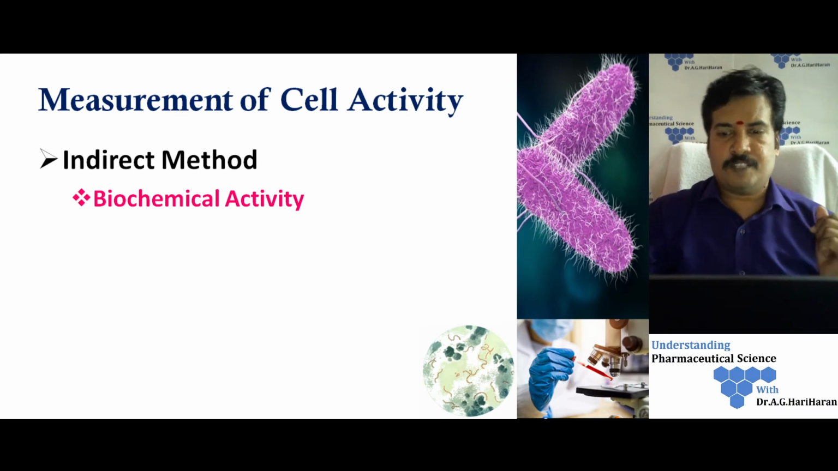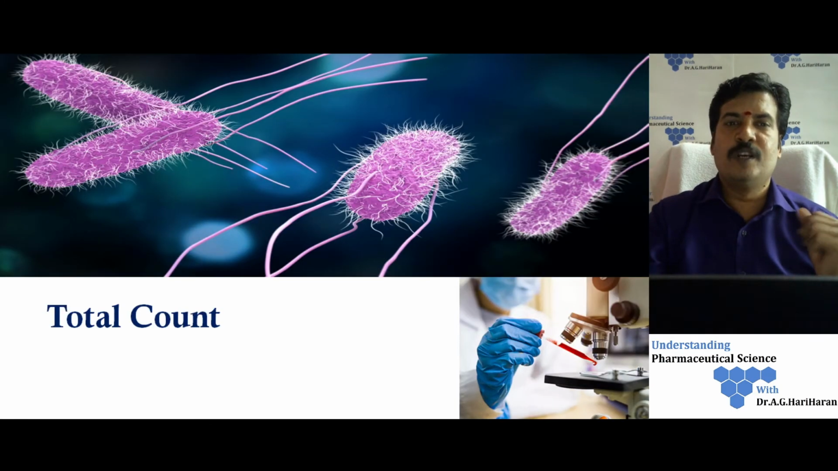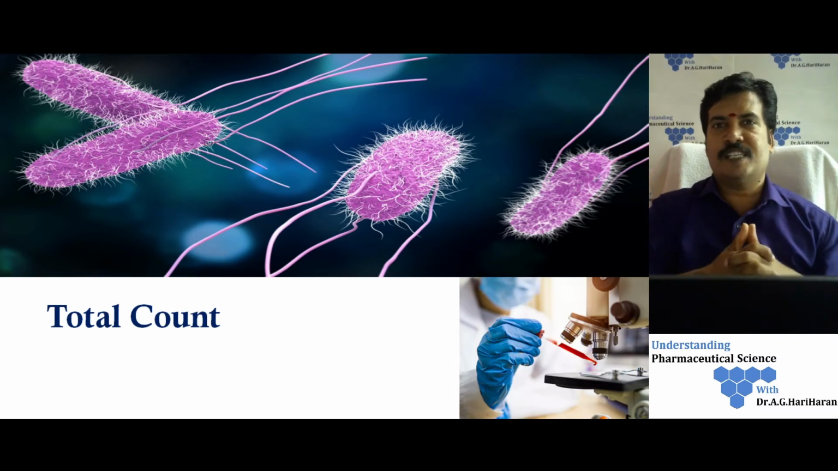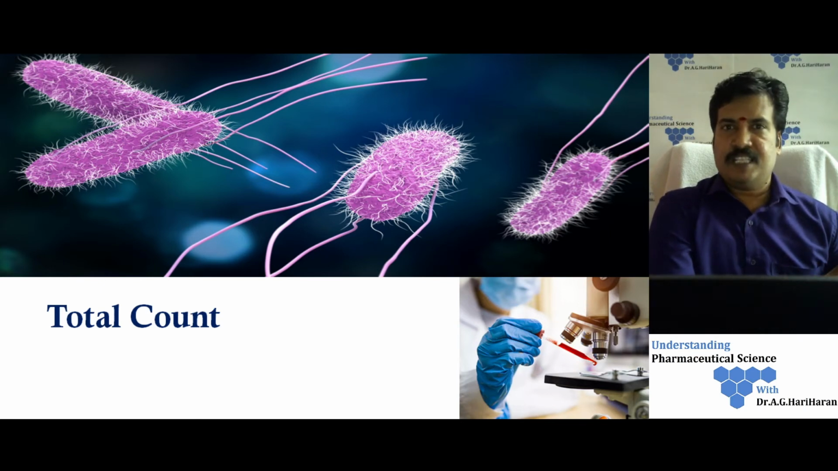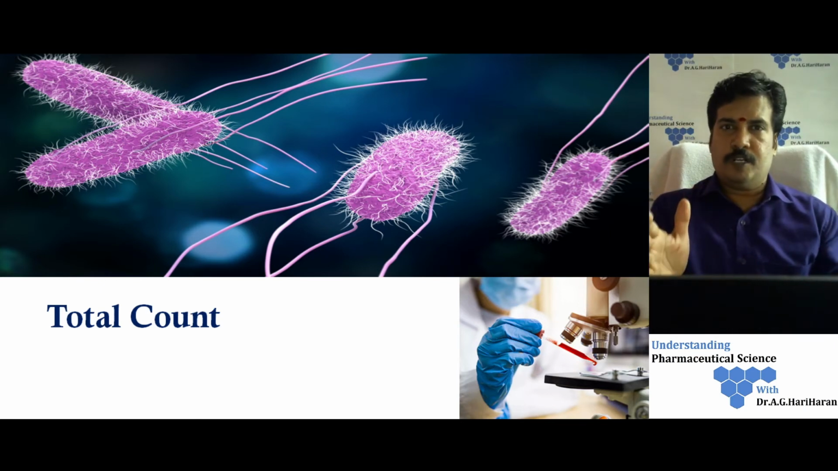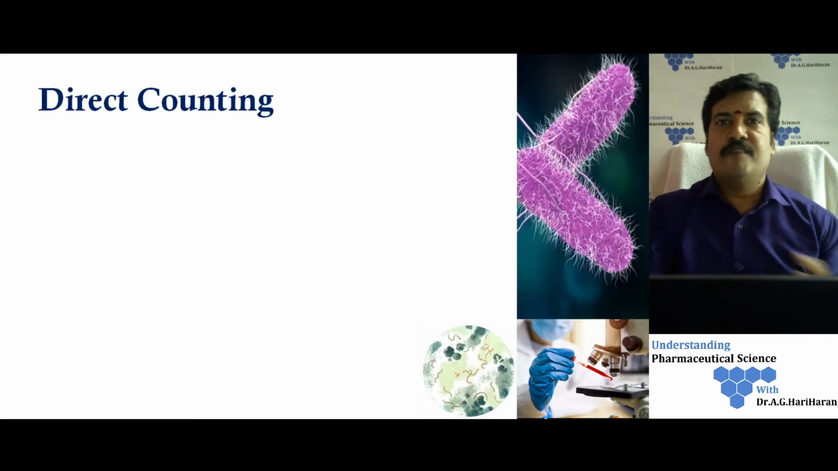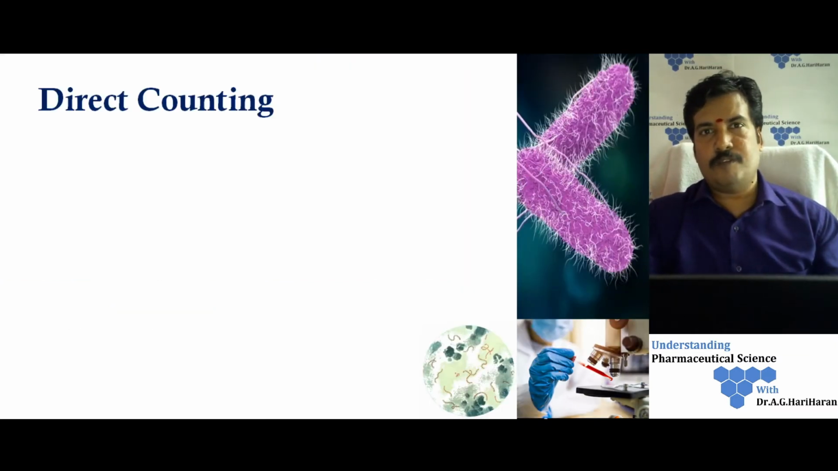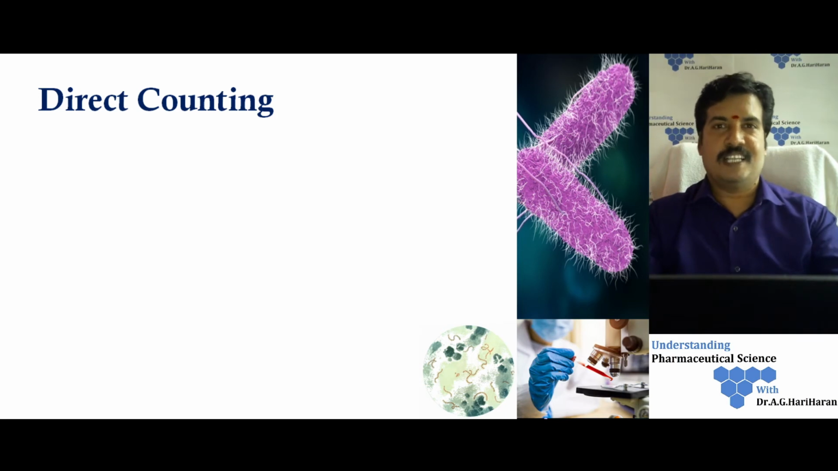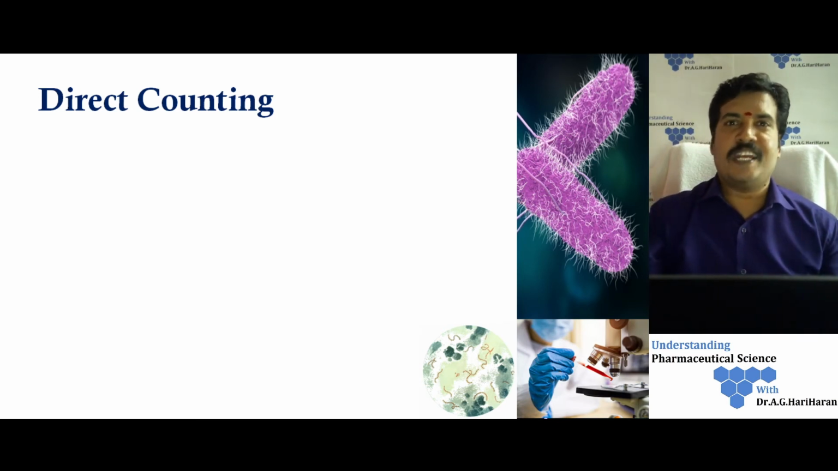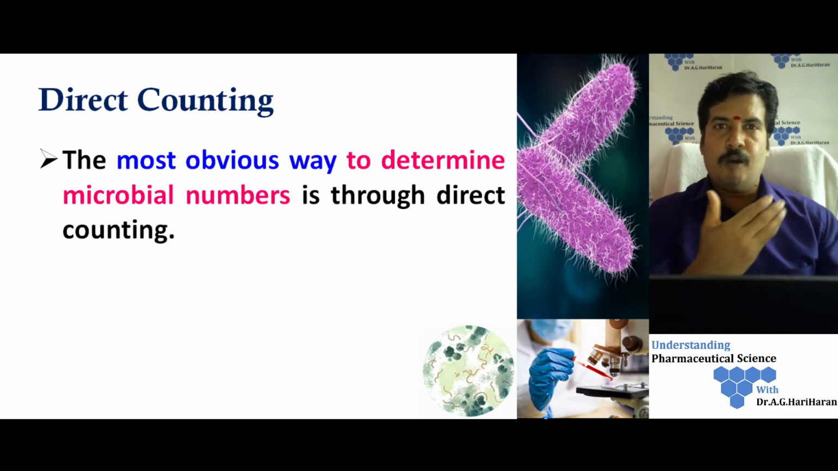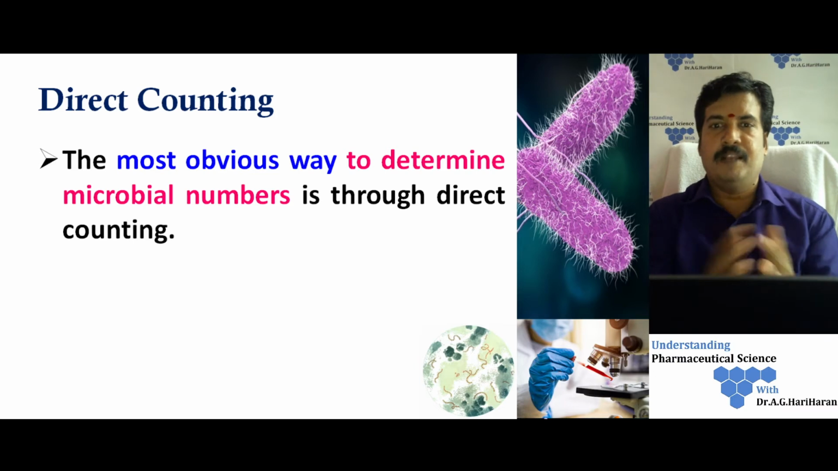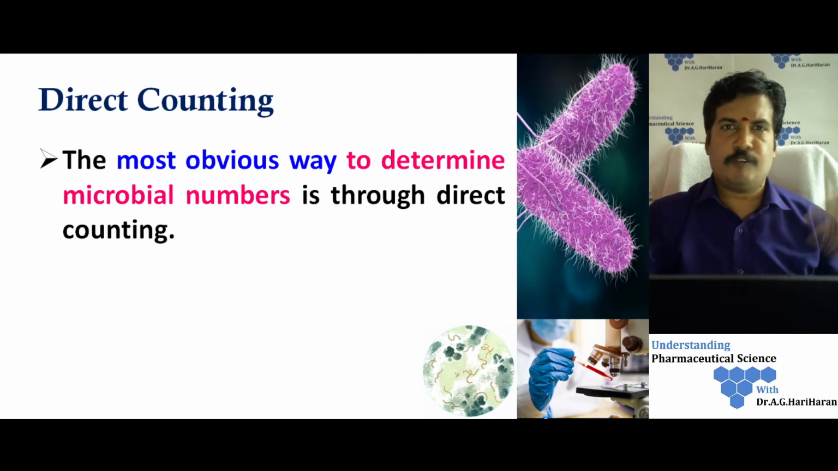So we will discuss the first one, that is, the cell count method by total count. The word total count tells us that it includes both viable cells, that is, the living cells, and the dead cells. So the total count comprises both, whereas the viable count will only calculate the living cells. The total count is a direct counting technique, because we directly count how many cells are present in a particular sample. This is the most satisfactory method of counting the cells.